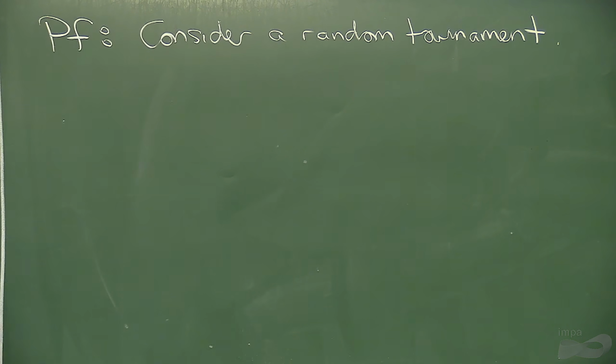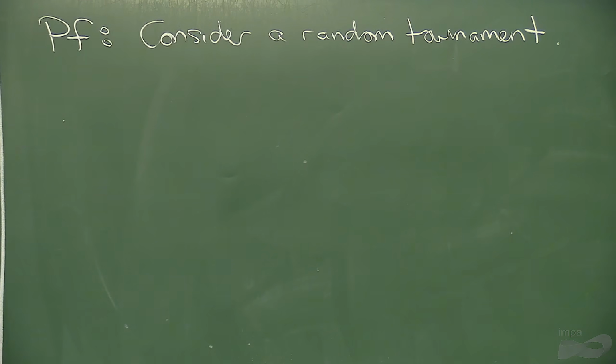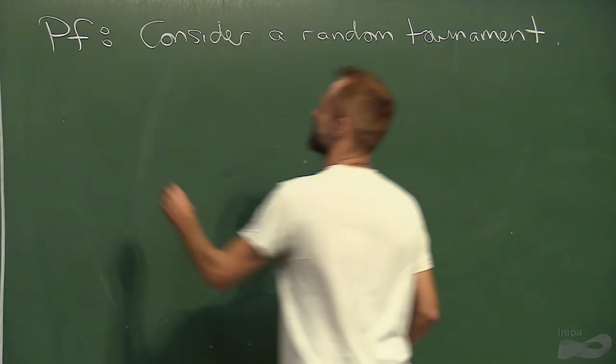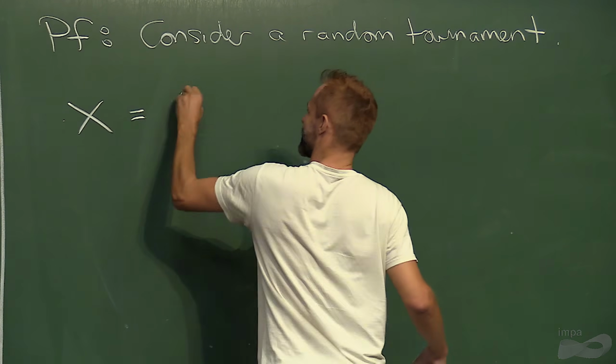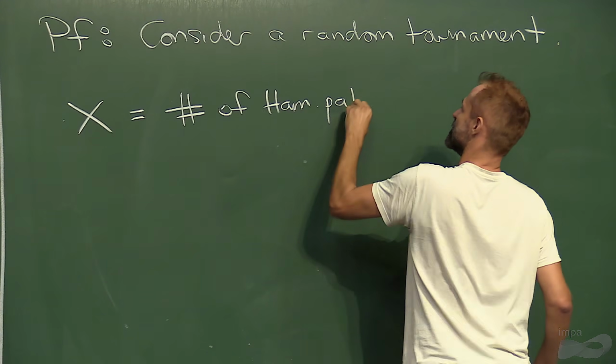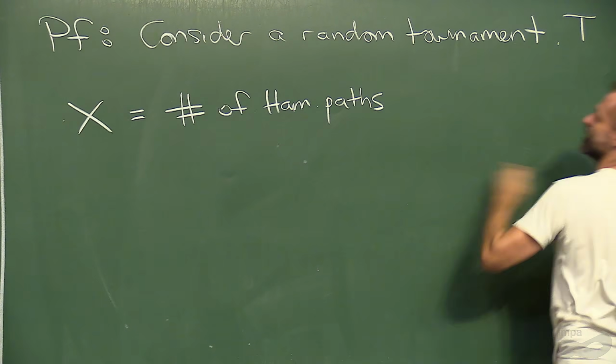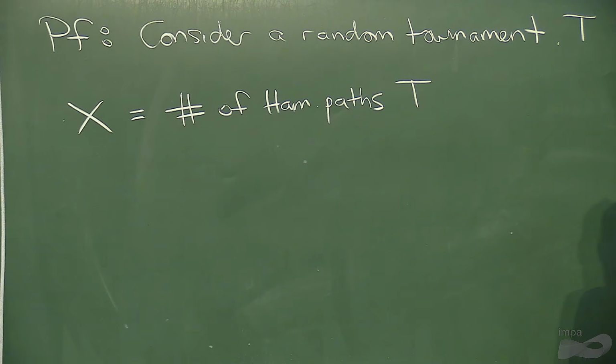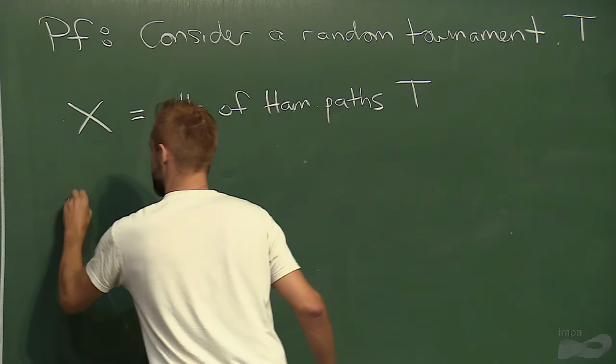So every time we do something random, we define a probability distribution. We then define a random variable that counts the thing we care about, and we calculate its expectation. So what is the random variable we want to use in this case? Yeah, exactly. Just the number of Hamilton paths. We call this T. Great. And we calculate expectation.